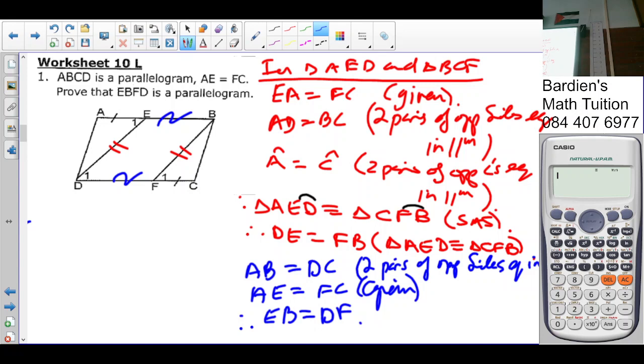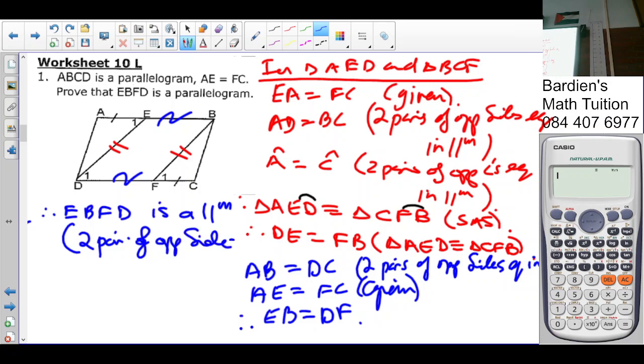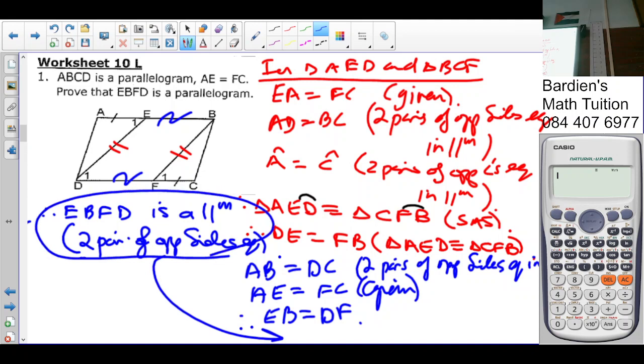So can we conclude a parallelogram? Yes. So we say therefore E, P, F, D is a parallelogram. Why? Because we have two pairs of opposite sides equal. That normally goes at the bottom, no? The whole conclusion here goes to the bottom. Something like this with 8 marks.